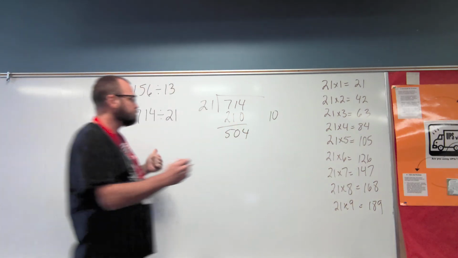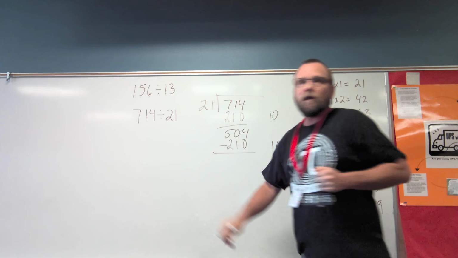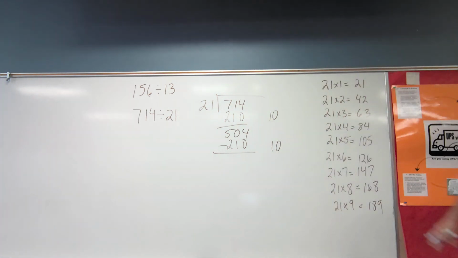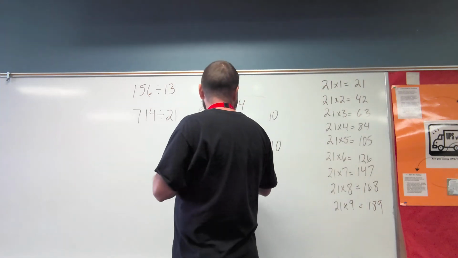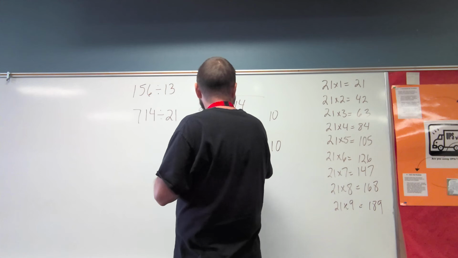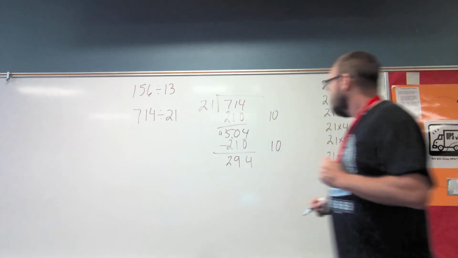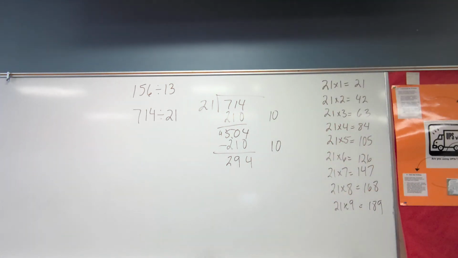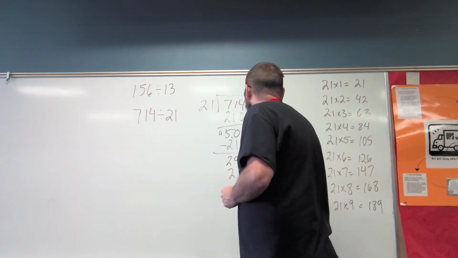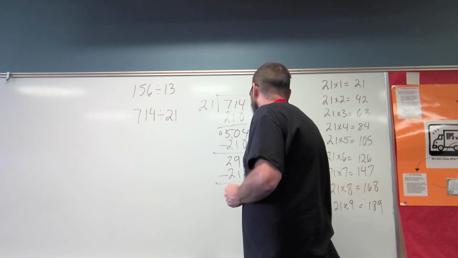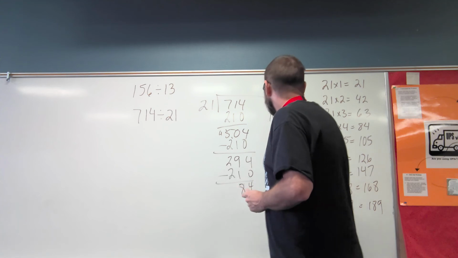Now I can do another 10, which is 21 times 10, which is 210. And I can subtract again. So far I've really multiplied by 20. And that gives me 294. Can I do 10 again? Yes, because 10 again is 210. I subtract, and I get 84. So now I've got 30.